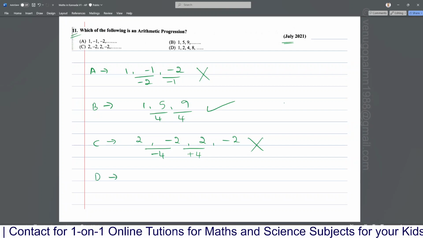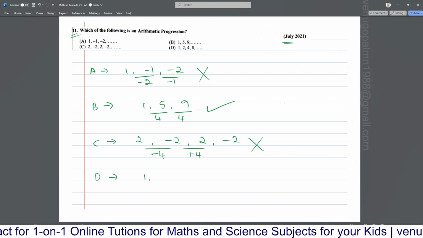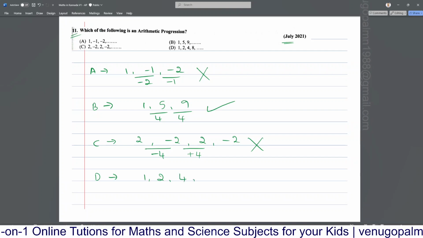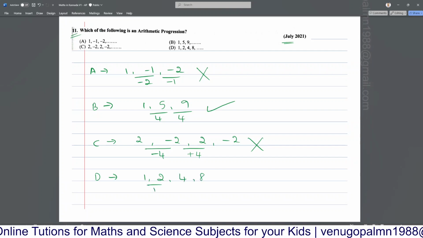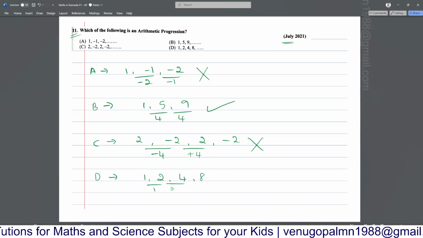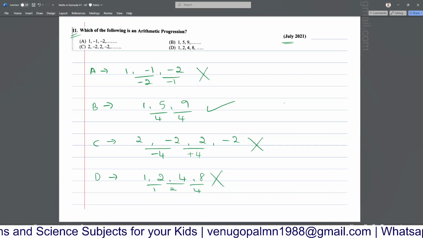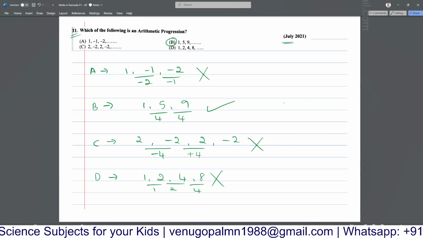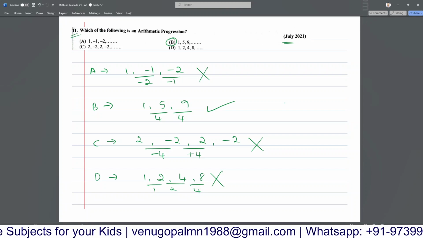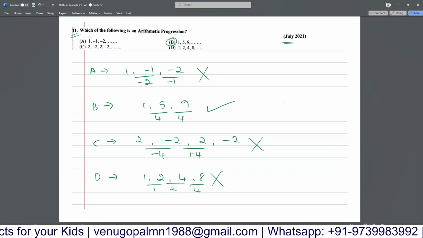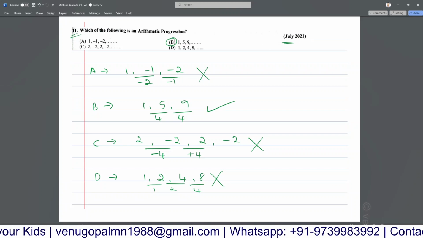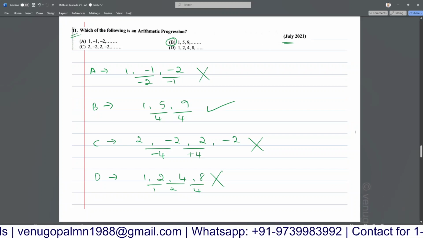Similarly, take the sequence 1, 2, 4 and 8. The difference is 1, the next difference is 2 and then the difference is 4. This is also not. So the right answer is B. If you have a time constraint, as soon as you find the right answer, you don't have to solve the other options, which is not at all required when answering multiple choice questions.